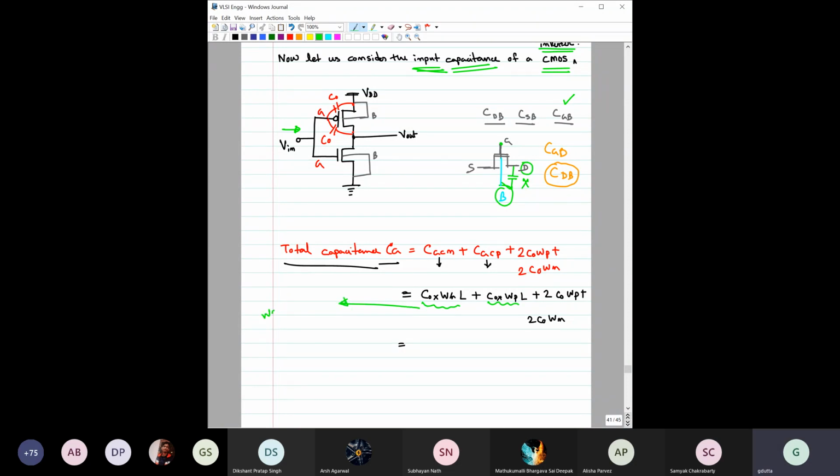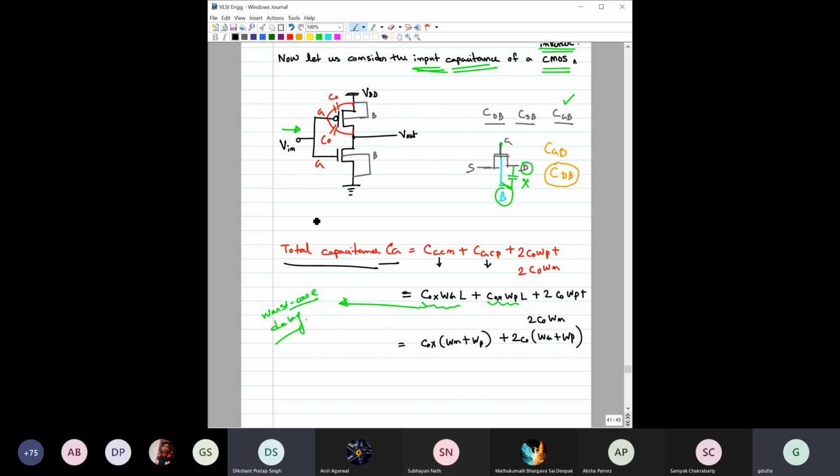Because we are considering the worst case delay, right? For these two. So just now, you can represent it like this: Cox WN L plus WP L plus 2C naught times WN plus WP. Just a bit of simplification, right?